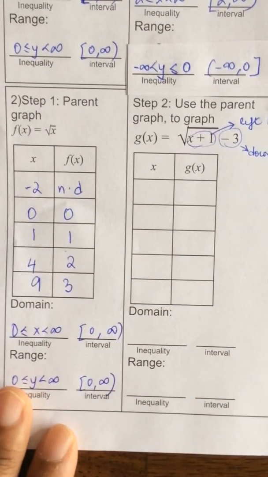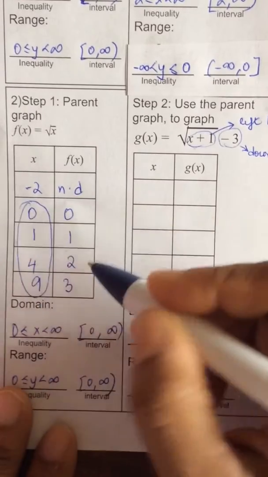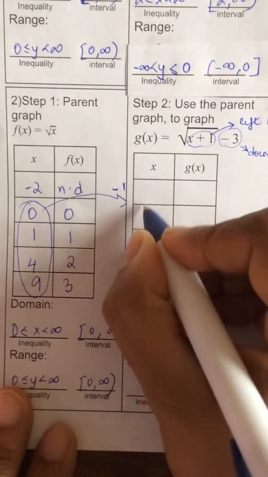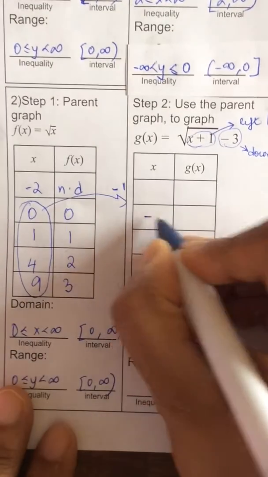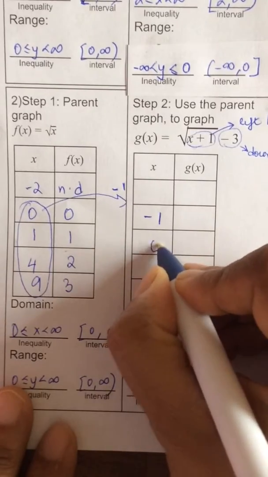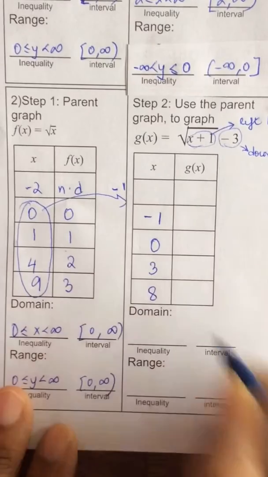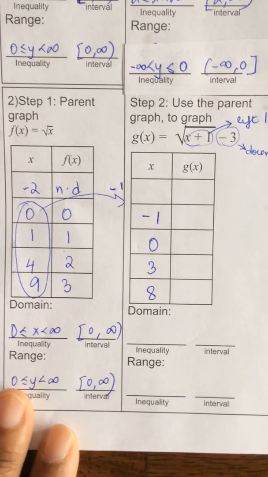Because it has moved left 1, from all the valid x values I'm going to subtract 1 and write them here. So 0 minus 1 is negative 1, 1 minus 1, 0, 4 minus 1, 3, 9 minus 1, 8. Everything has moved to the left 1.